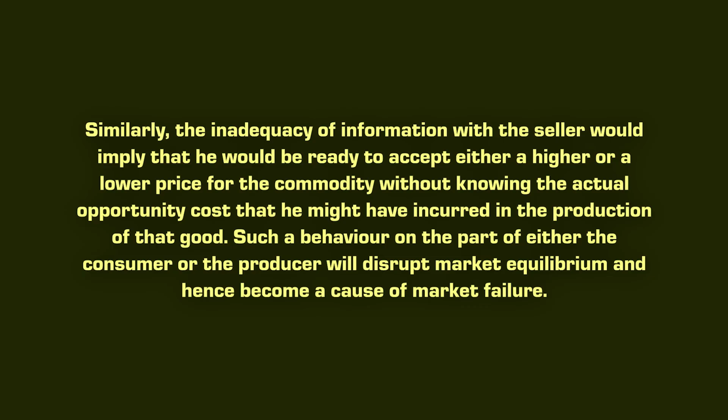As a result, the asymmetric nature of information for the buyer will make him pay either more or less for the product without even knowing the real benefits of the commodity. Similarly, the inadequacy of information with the seller would also imply that he would be ready to accept either a higher or a lower price for the commodity without knowing the actual opportunity cost which he might have incurred in the production of that good. Now, such a behavior on the part of either the consumer or the producer will disrupt the market equilibrium and hence will become a cause of market failure.